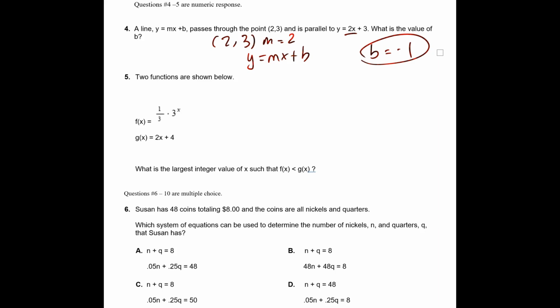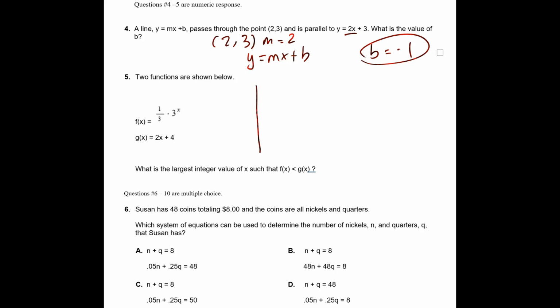All right, so the two functions are shown below. What is the largest integer value of x such that f of x is less than g of x? Yeah, number 5. F of x is less than g of x. So you don't have a table function here, but I do. All right, so anyway, let me stop wasting time.